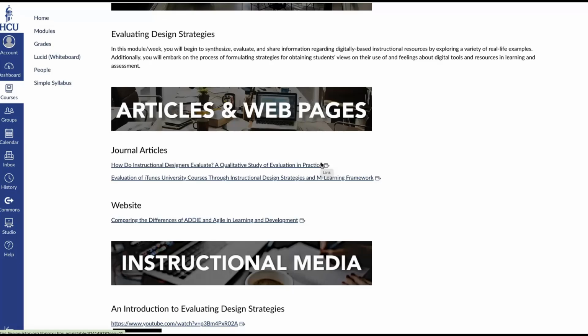You will see throughout the course that real-life examples are incredibly important as you continue in your efforts to prepare for the profession of instructional design. You will want to be able to look at exemplars created by instructional designers. Additionally, you will embark on the process of formulating strategies for obtaining students' views on their use of and feelings about digital tools and resources in learning and assessment.